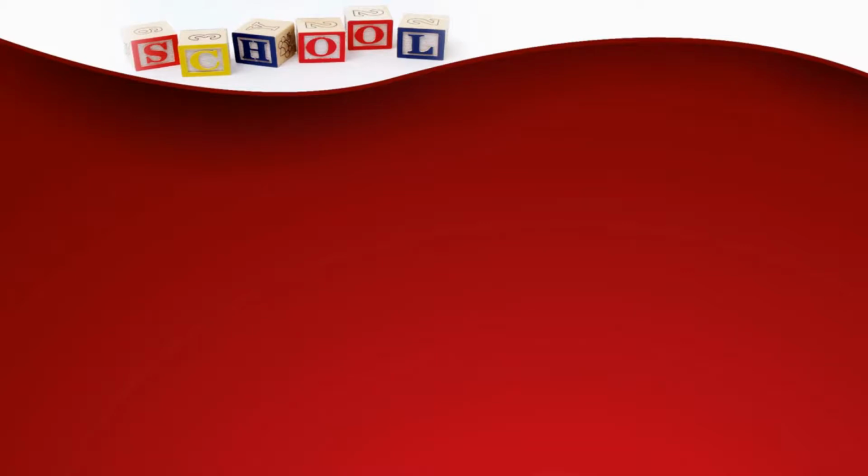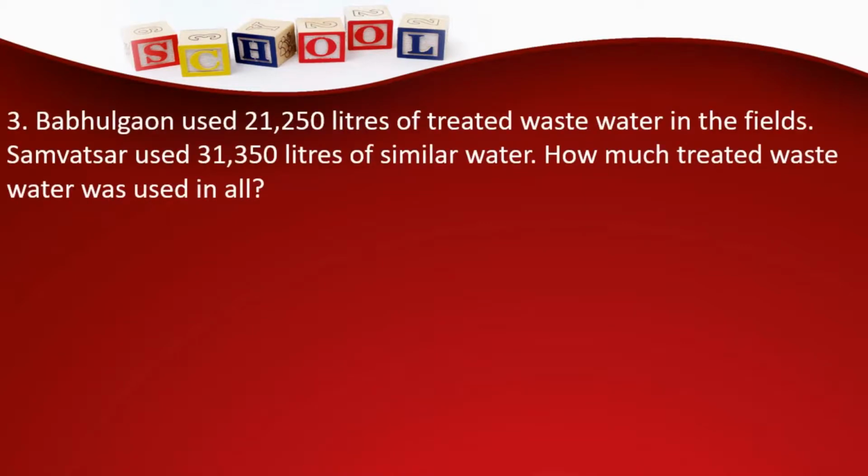Next question is, Babulgaon used 21,250 liters of treated wastewater in the fields. Samvatsar used 31,350 liters of similar water. How much treated wastewater was used in all?